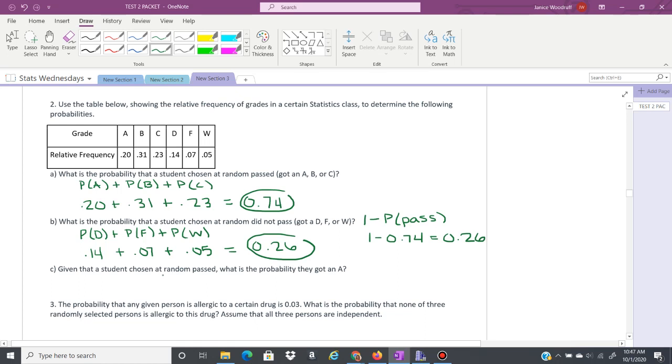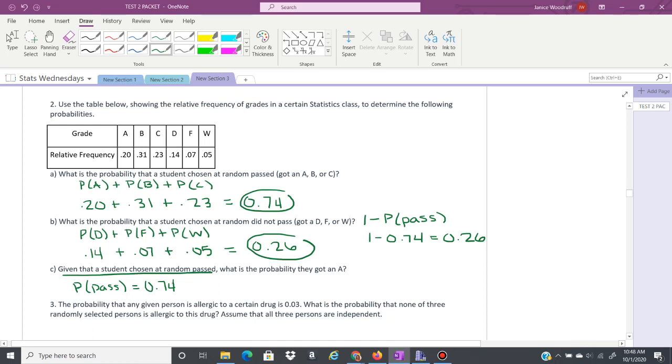Given that a student chosen at random passed, what is the probability that they got an A? Okay, so given that the student passed. So given, remember, that is your denominator. So what is the probability that the student passed? Okay, that's your 0.74, which we found in A. Probability the student passed, 0.74.